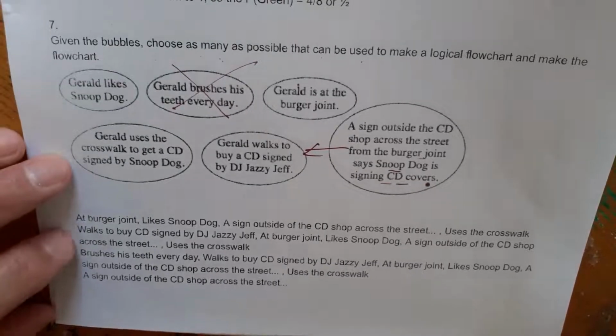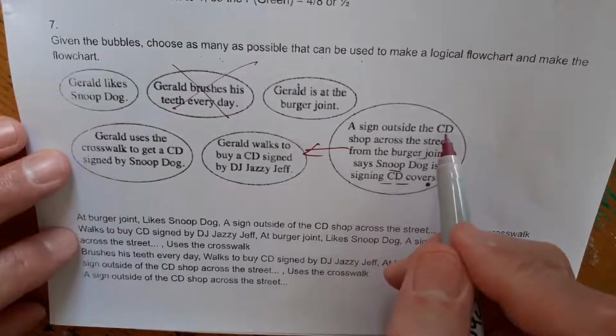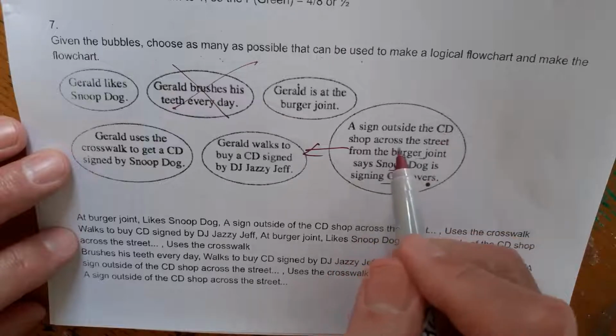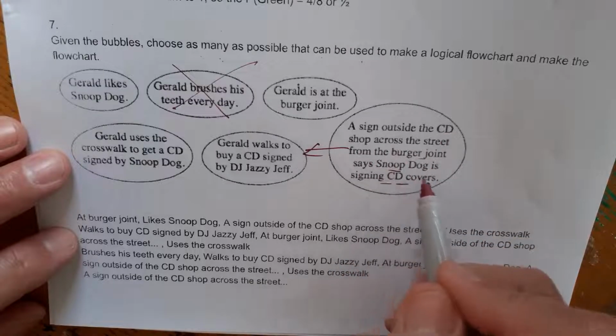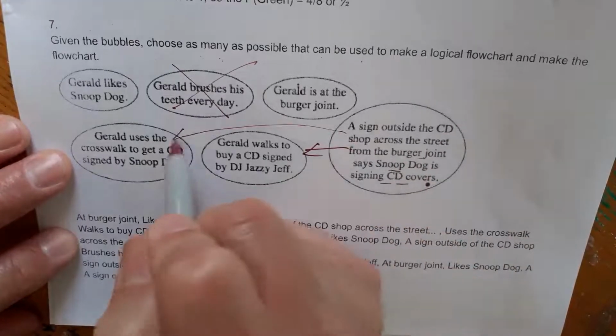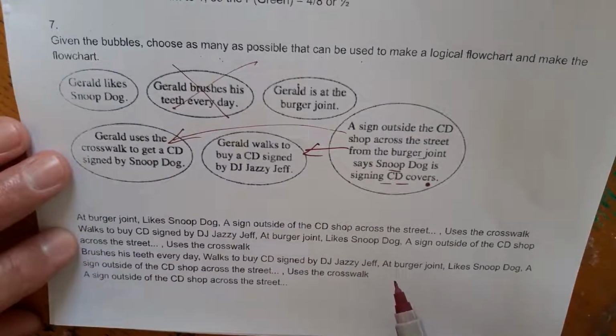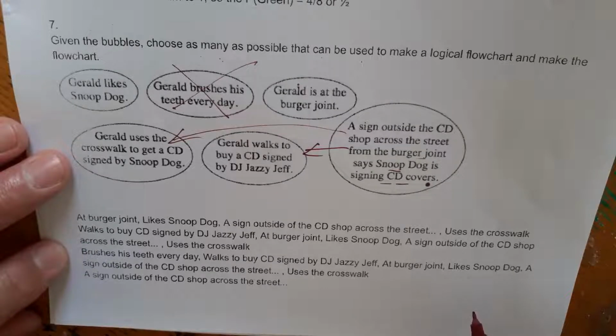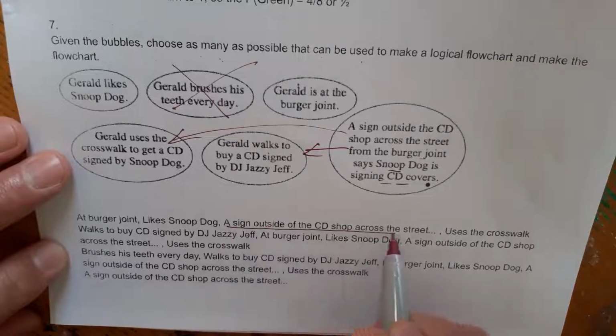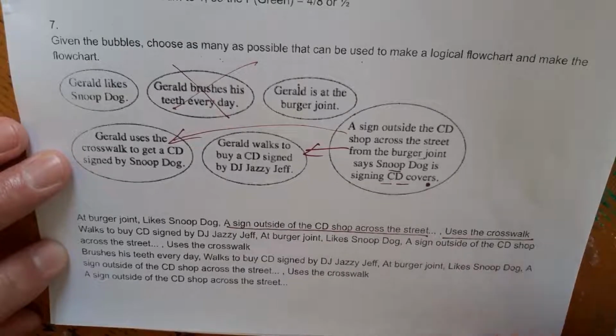Gerald uses a crosswalk. Well, okay, so this one is a sign outside the CD shop across the street from the burger joint says Snoop Dogg is signing. This has got to be before Gerald uses the crosswalk to get a CD signed by Snoop Dogg. And I'm starting to look at the answers too. A sign outside the CD shop across the street uses the crosswalk.